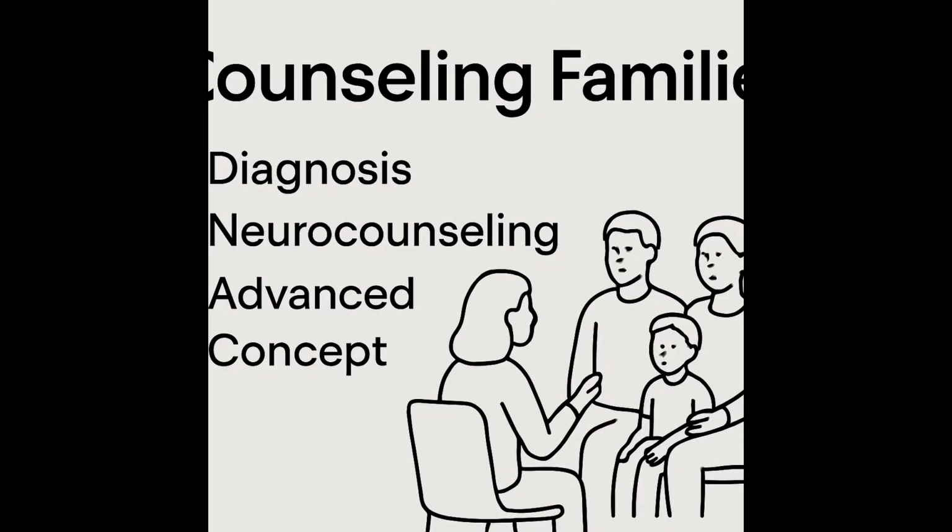Examples to illustrate the concepts. Example of internal objects. Imagine a child who has a very supportive mother. As an adult, this person might carry a positive internal object of their mother, which helps them feel confident and secure in relationships. If they face challenges, they might remember their mother's encouragement and feel empowered to overcome obstacles.